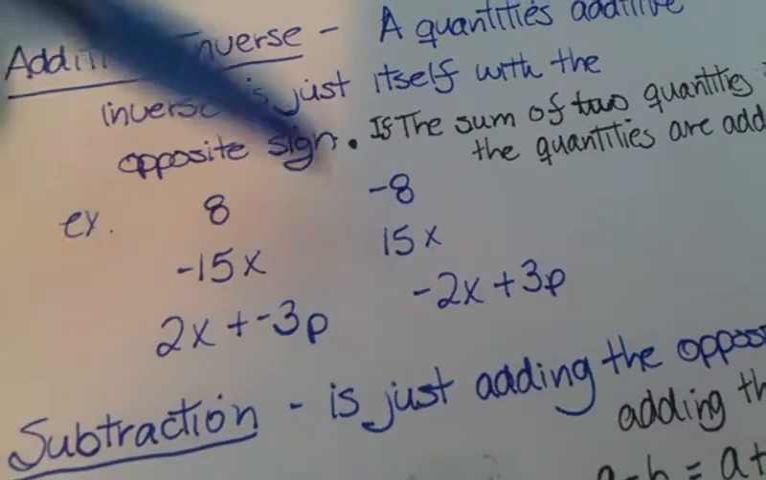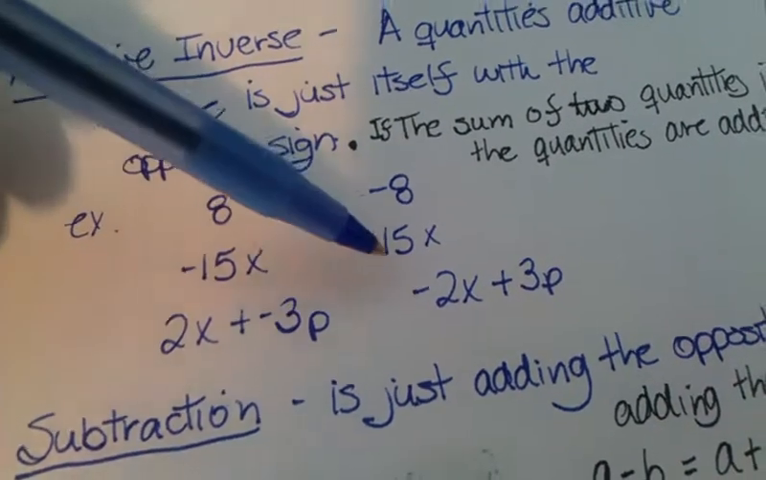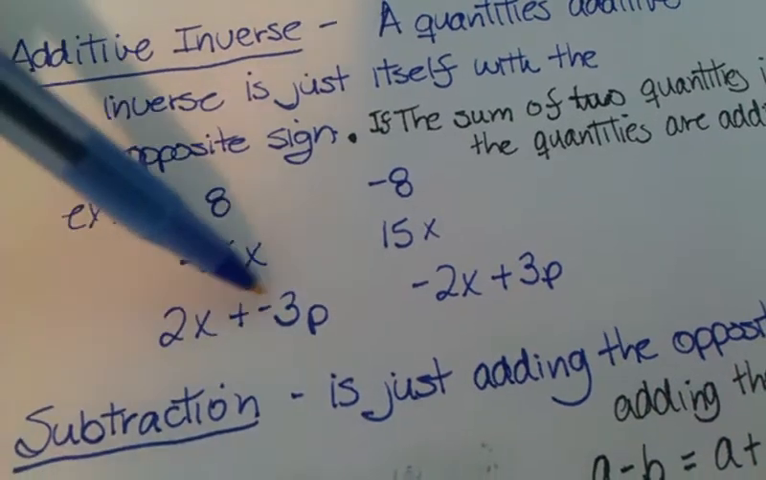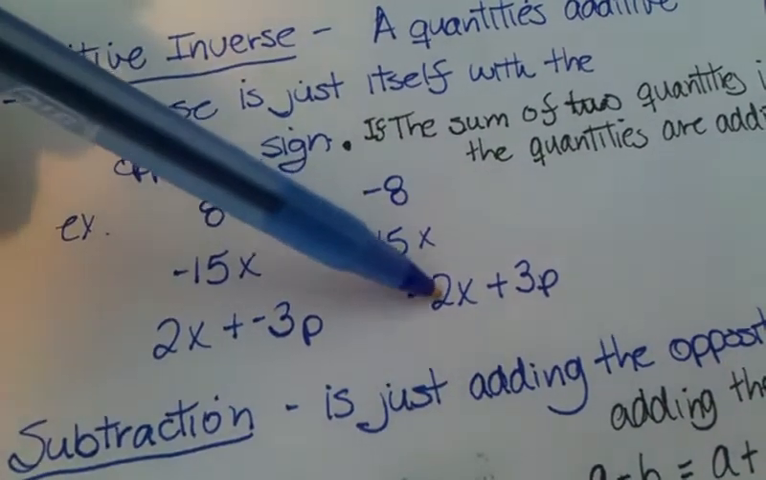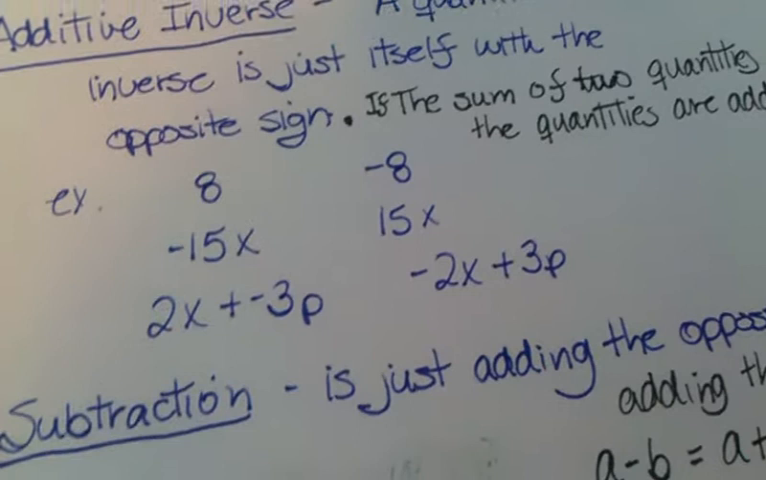So for 8, the additive inverse is negative 8. For negative 15x, the additive inverse is 15x. For 2x plus negative 3p, the additive inverse is negative 2x plus 3p. So we've done this before.